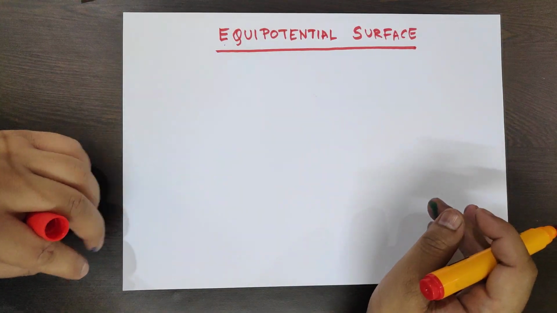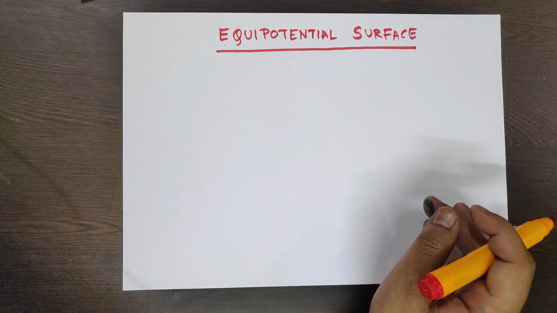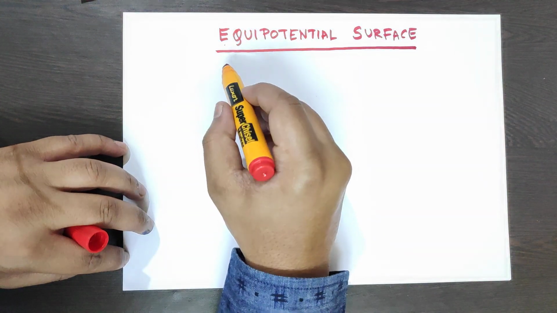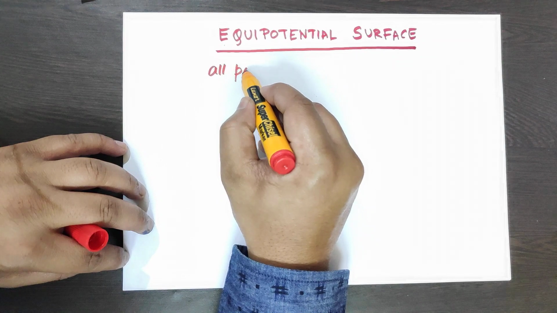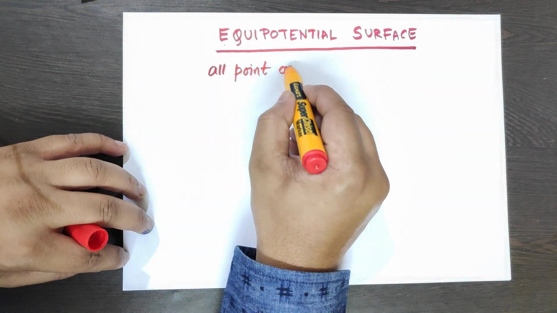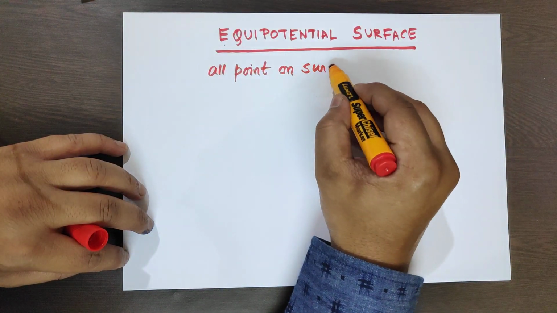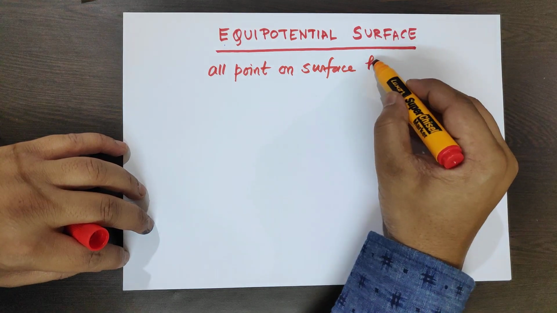Now, what is an equipotential surface? An equipotential surface is a surface where all points on the surface have the same potential.